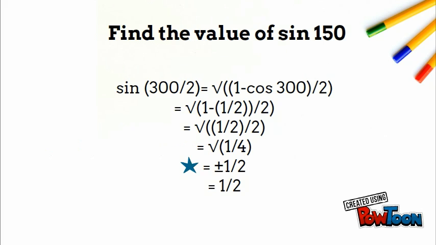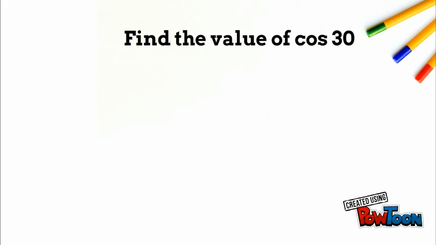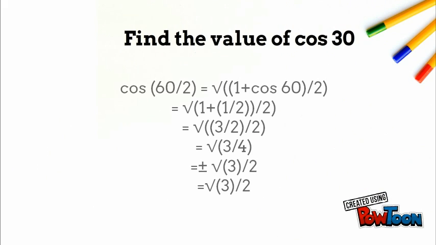But we have to take the quadrant of our answer into account before finishing. We know that 150 degrees falls into the second quadrant, which means the x value will be negative and the y value positive. We are finding the sine of 150, which is the y value, so our final answer will be a positive 1/2.